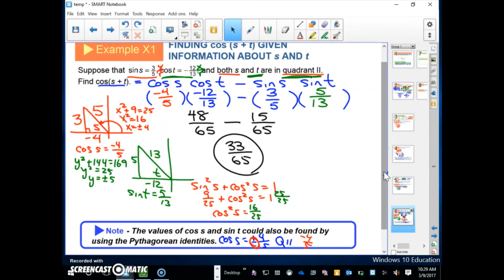I don't think most of you are going to want to do it this way. I think most of you would much rather draw the picture. I know I would. We've drawn these triangles a lot of times, and I think it's faster for most of us to do that. But what they're saying is if you want to use the identities, you can. It's the same thing, and we get 33/65.